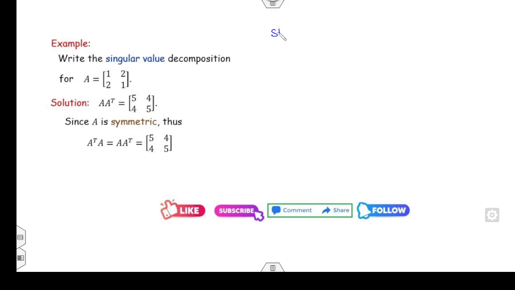Step number 2 is, your target is to find the eigenvalues of A into A transpose. Find the eigenvalues of the first matrix, A into A transpose. How can you write that? I can write the characteristic equation.